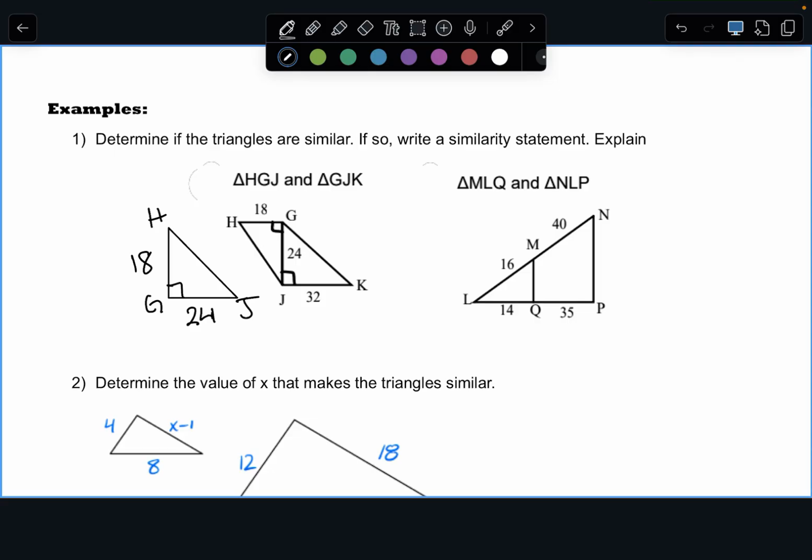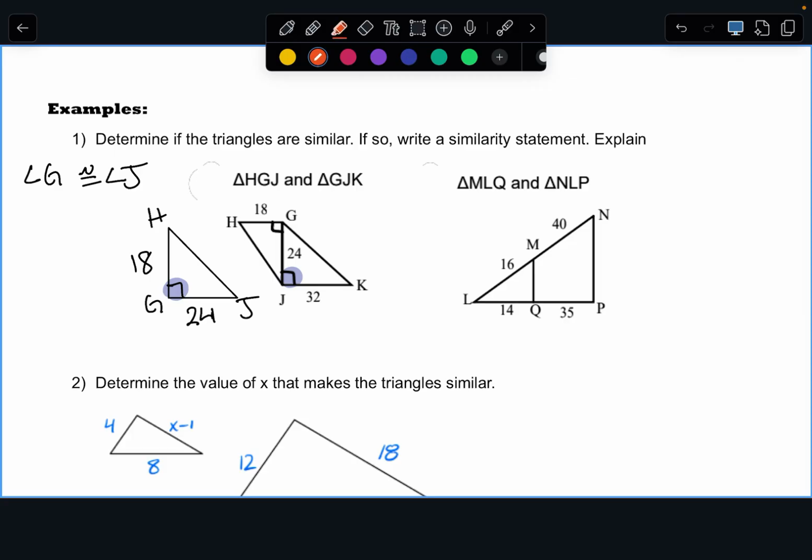Now let's see what I have. Do I have a pair of congruent angles? Yes. Which two? 90 degrees. G and J. Usually I would name it with three points, but for now, one is fine. Angle G is congruent to angle J. We have one congruent angle. Do I see any other angles? No. If I had another angle, I would use AA and be done. But now I'm looking for sides. We have to see if our corresponding sides are proportional.